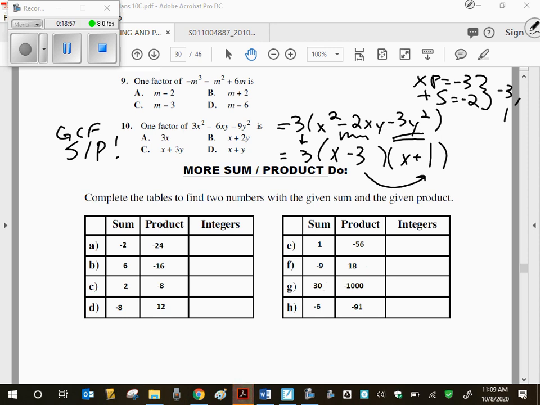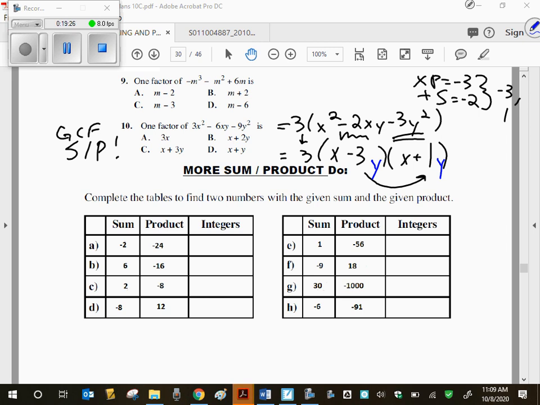Any idea on what to do? Any thoughts? Miss Anna? Outstanding. Remember, when you see a y squared, you should always think y times y equals y squared. So when you put a blue y there, then it makes sense. That gives you x, y's as the middle terms, and it gives you subtract 3y squared as your last term.